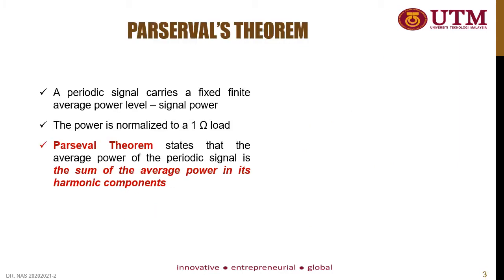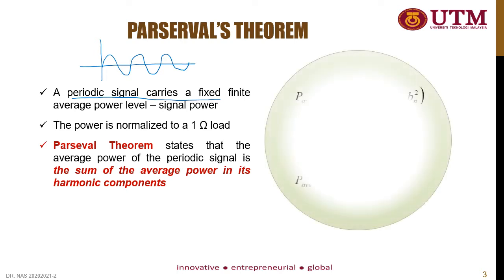Okay, let's look at Parseval's theorem, which states that the average power of a periodic signal is the sum of the average power in its harmonic components. Basically a periodic signal carries a fixed finite average power. So if you have a periodic signal, for example like this, it carries fixed finite average power. So we can use Parseval's theorem to calculate the average power by considering each of the components.